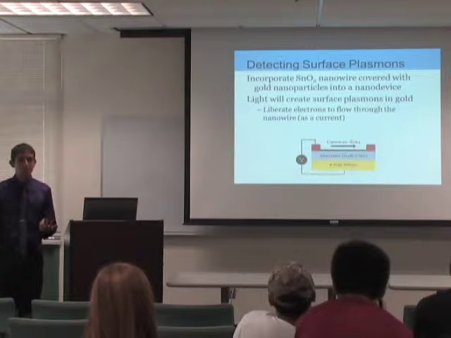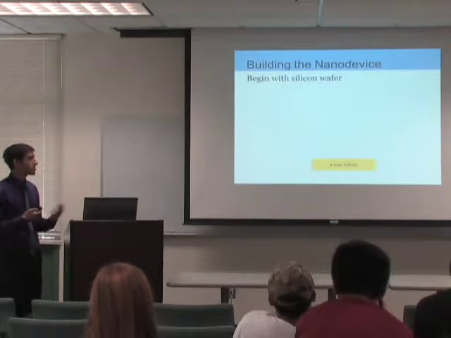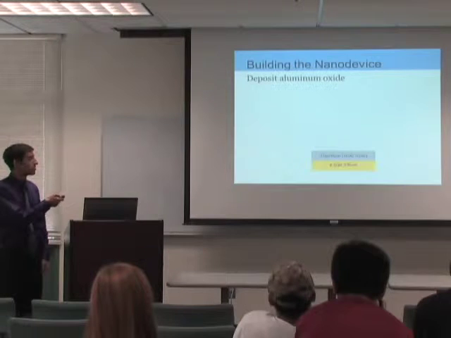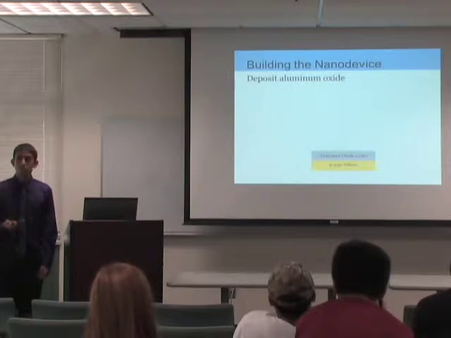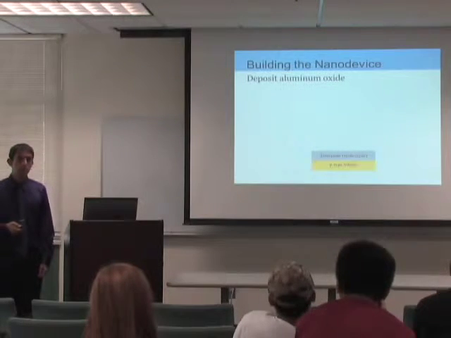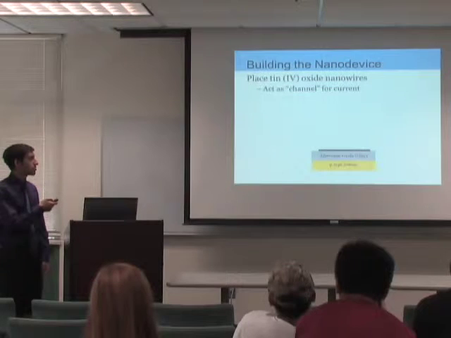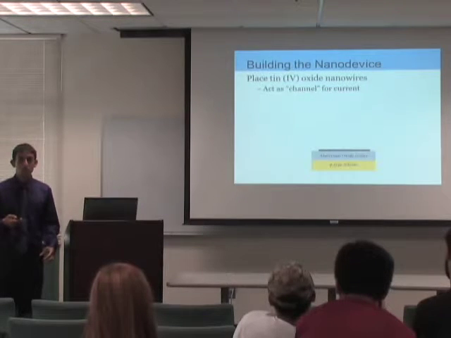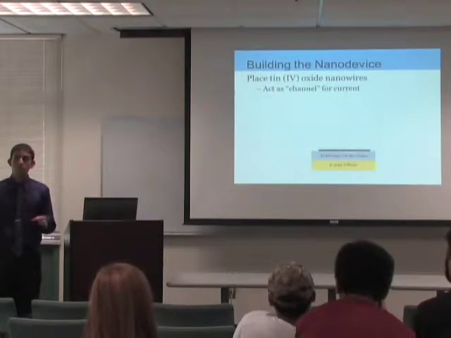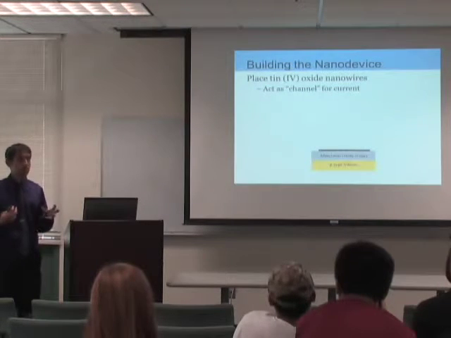But how do we make these devices? We start off with a silicon wafer, like you see here, and we deposit a thin layer of aluminum oxide using a process called atomic layer deposition. We can then place some of our tin oxide nanowires onto that substrate, and these tin oxide nanowires act as a channel for our current to flow through. So this is where electron flow is actually occurring.